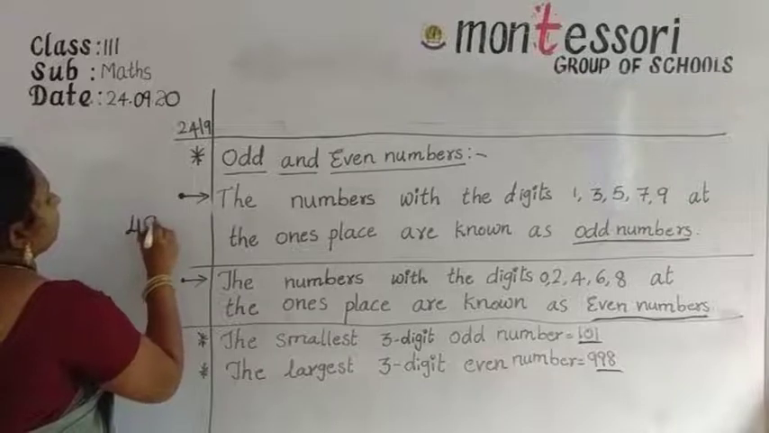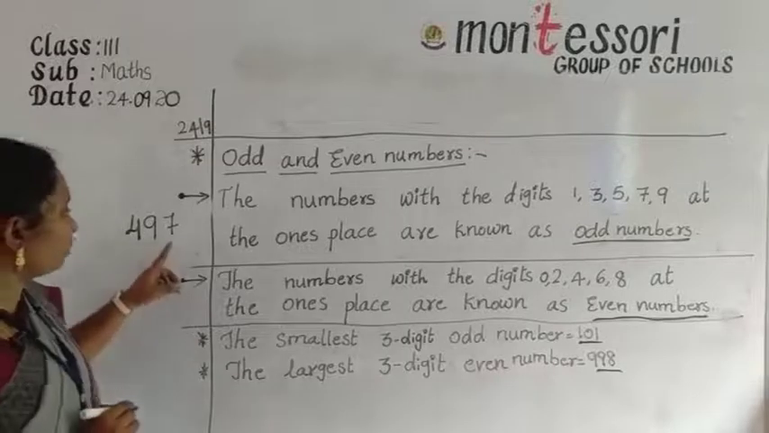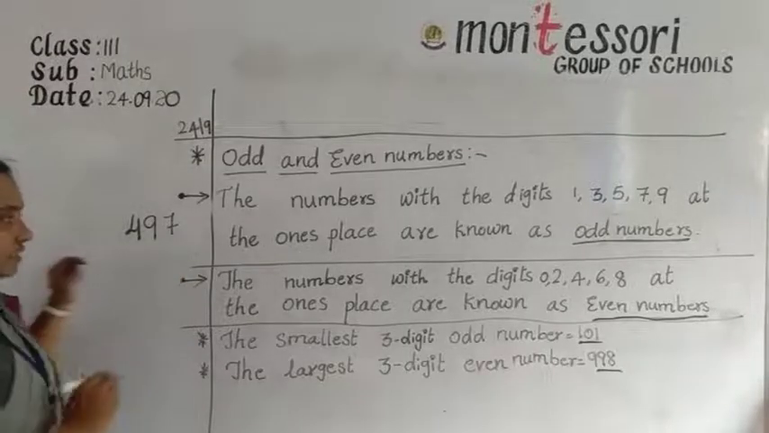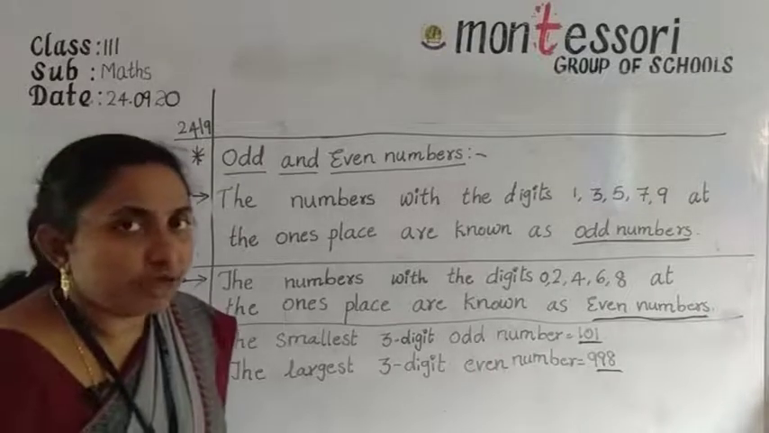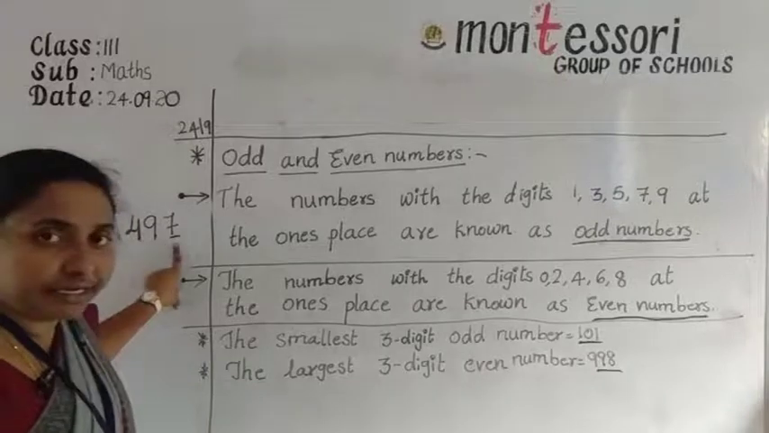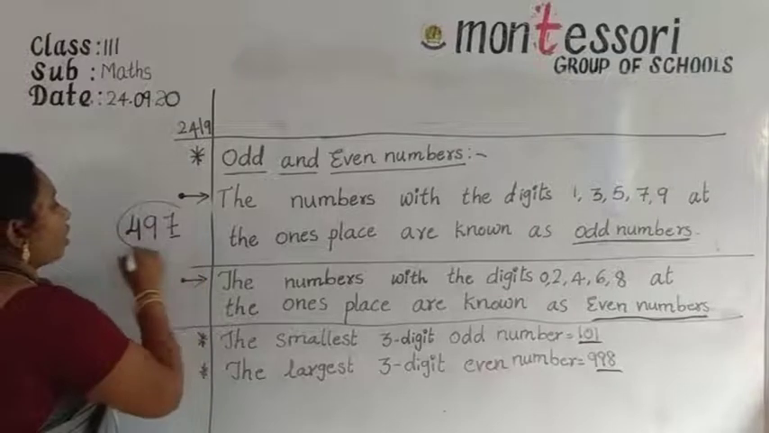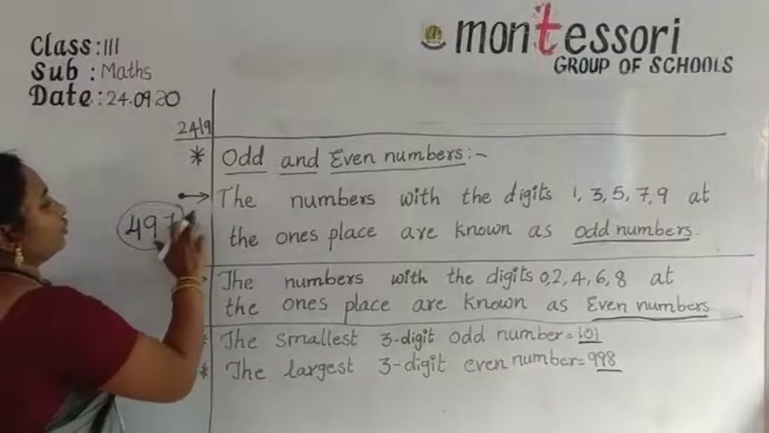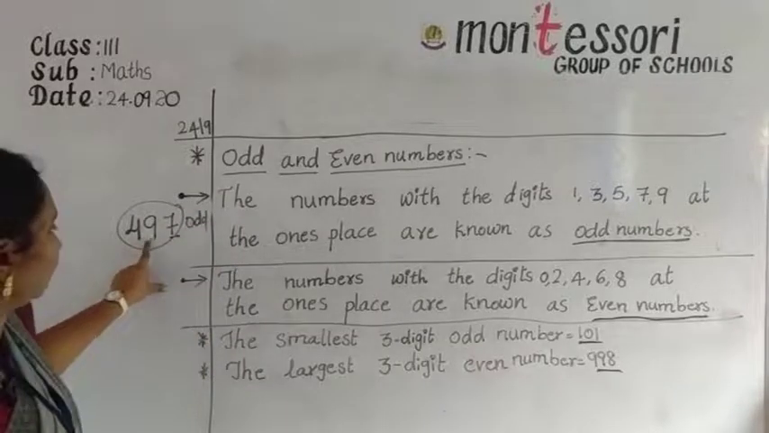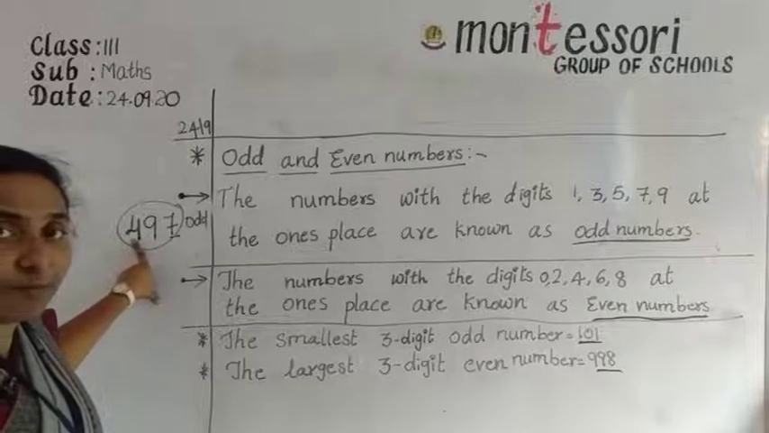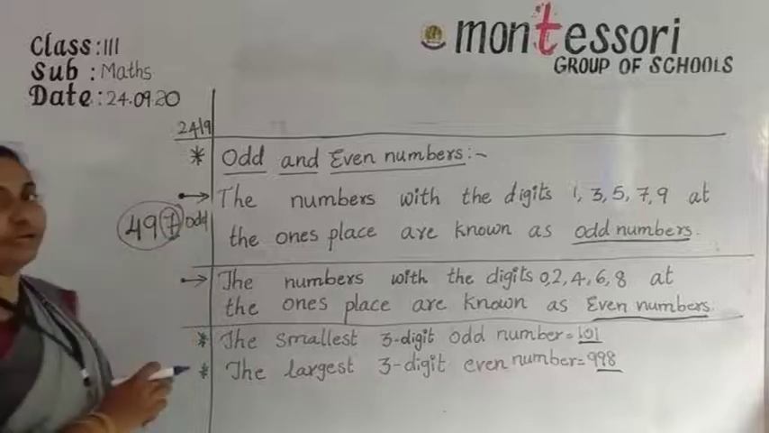497. Now in 497, I check the ones place. In the ones place, what number is here? In the ones place, 7. 7 is an odd number, so the total number is an odd number. Look at the board once, all of you. In the tens place there is an odd number, but in the hundreds place there is an even number, but that is not considered. Only if the ones place is odd, the total number is odd.